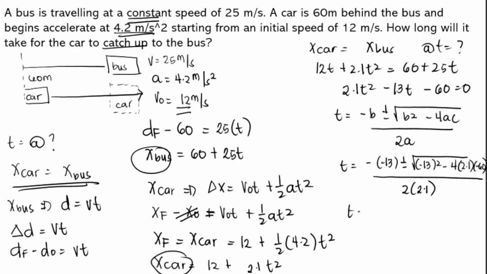So, we have two roots for time. The first root would be 9.27 seconds, and the second root would be negative 3.08 seconds. Since we have no negative time, we have to disregard that value. So, at this specific time, the car would be able to catch up to the boss, which is 9.27 seconds.